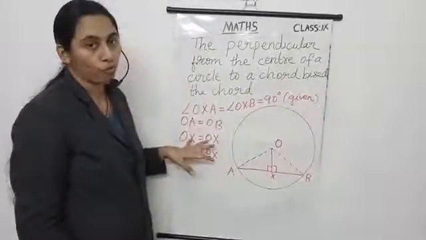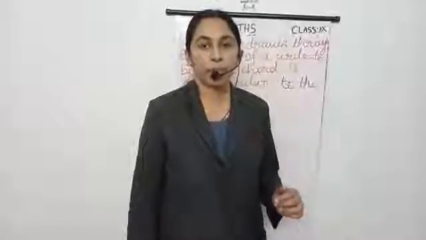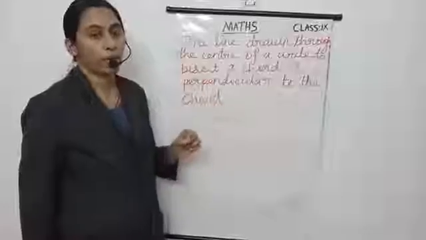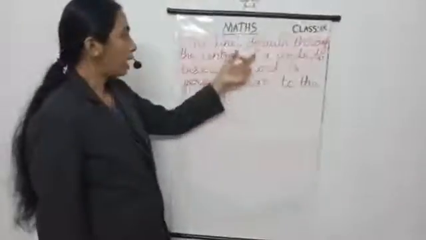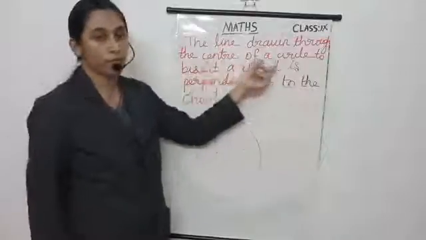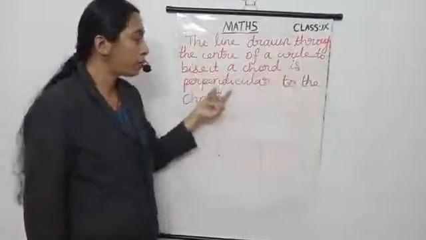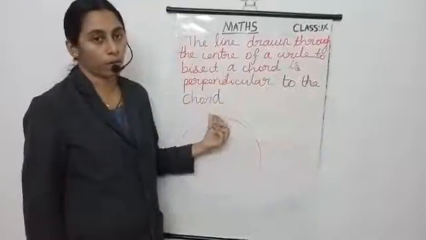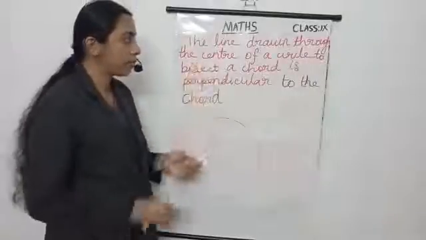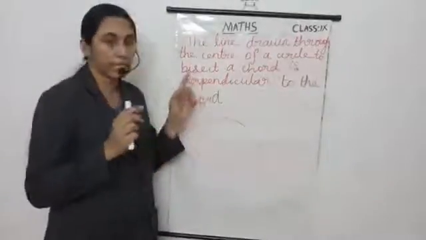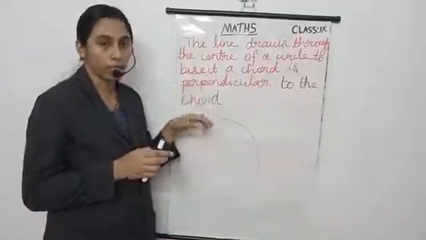Hence the proof. Now, what is the converse of theorem 10.3? The converse of theorem 10.3 is: the line drawn through the center of a circle to bisect a chord is perpendicular to the chord. I repeat, the line drawn through the center of a circle to bisect a chord is perpendicular to the chord.